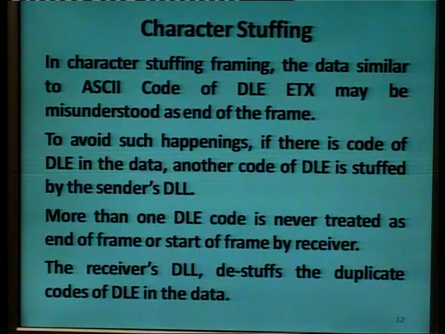To avoid such happenings, if there is a DLE code in the data, another DLE code is stuffed by the sender's DLL. DLL is the data link layer. So if there is a DLE code in the data, that code is repeated by the sender, so that it should not be misunderstood as end of frame. More than one DLE code is never treated as end of frame or start of frame by the receiver. The receiver's DLL destuffs the duplicate DLE codes in the data.